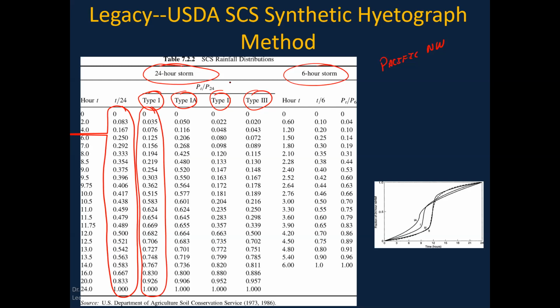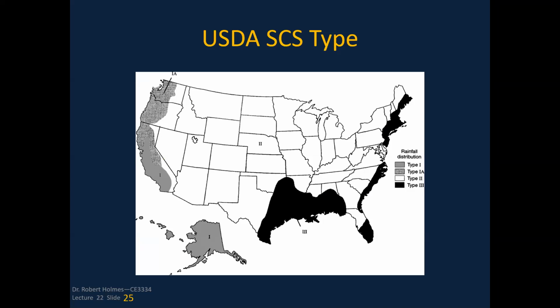So if I'm in a type 1, let's use a type 2, especially central United States, here you can see it plotted. Here is just the dimensionless fraction of the rainfall. This is the time in hours on 24. And so let's look at this. So here's our map. Here's my type 2.